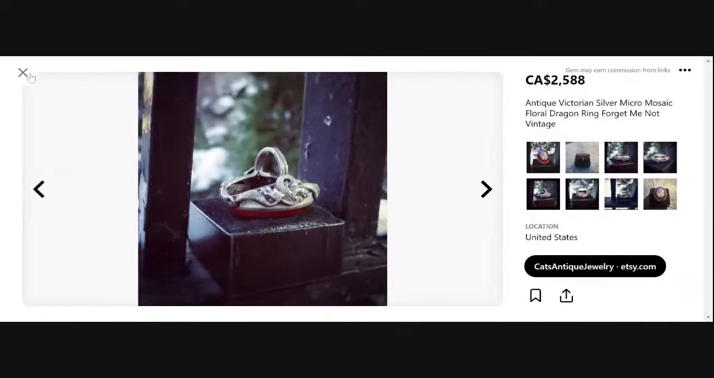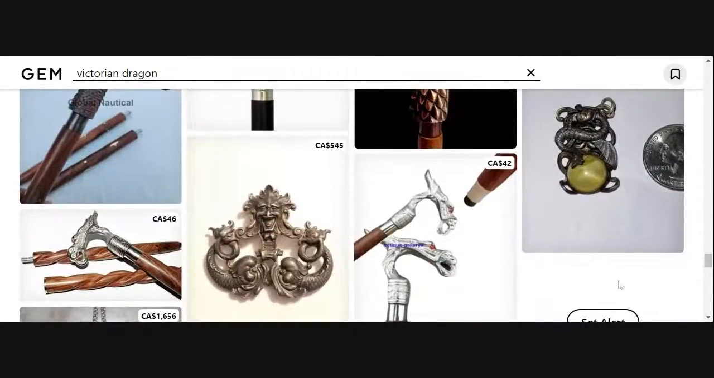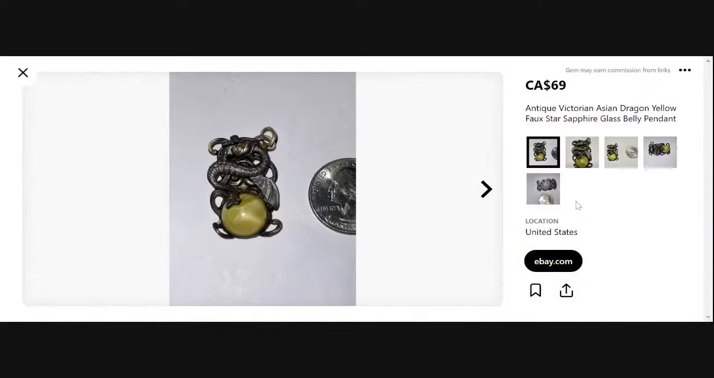Each person has their own budget. I'm going to pass on that and keep looking. Let's look at this one instead. This looks more interesting. Allow me to share my screen. We're going to go straight to the eBay listing. This will be the last one that we're going to look at for today. So let's take a look at it together.